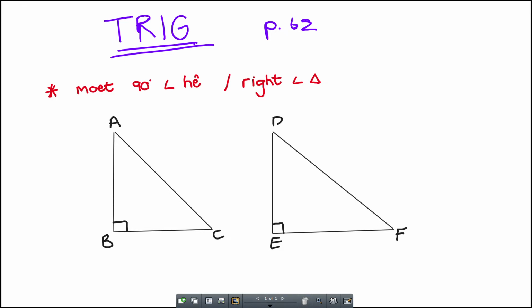Okay, now, when we work from a specific angle, and you will see they talk about alpha, beta, theta.